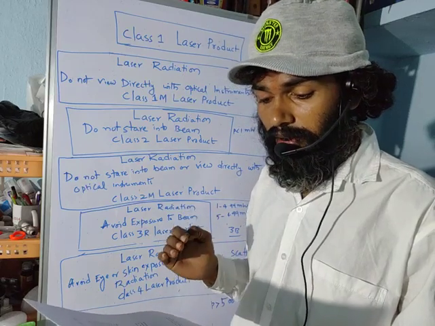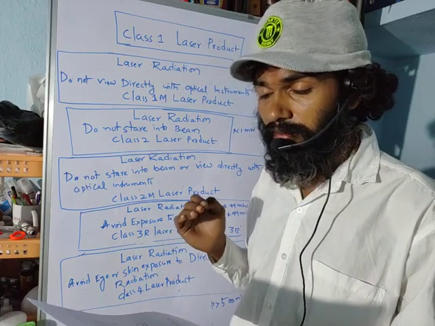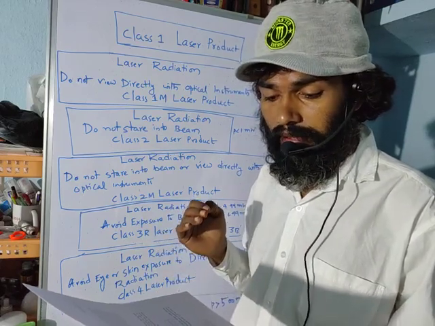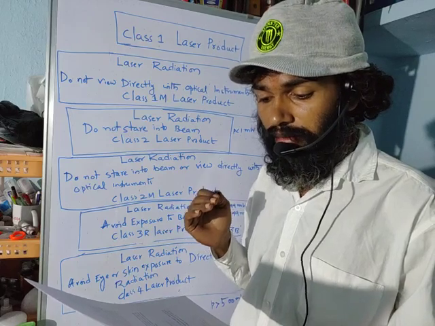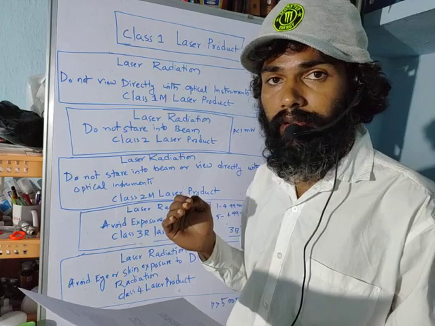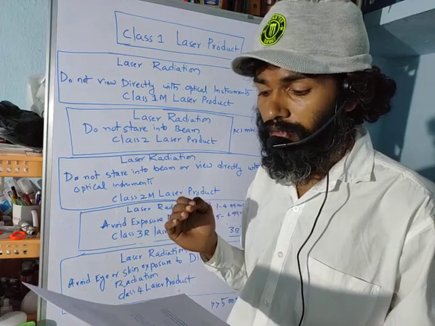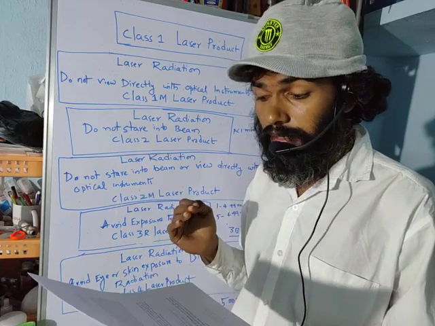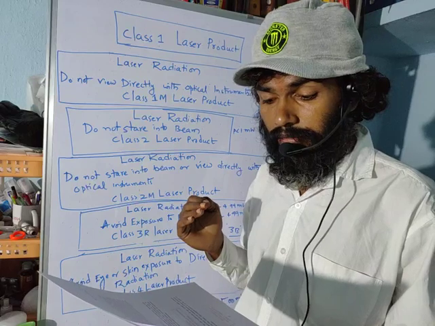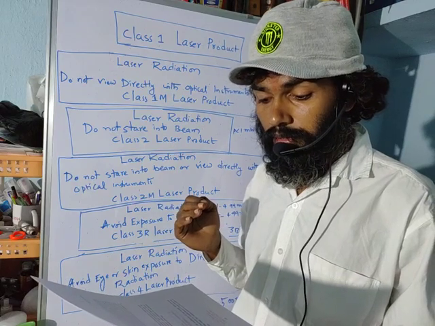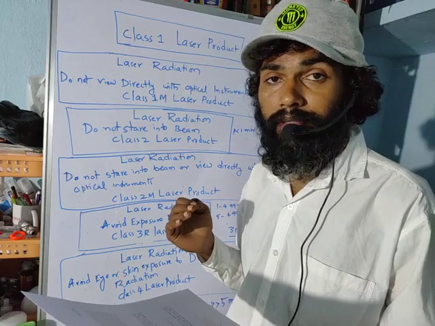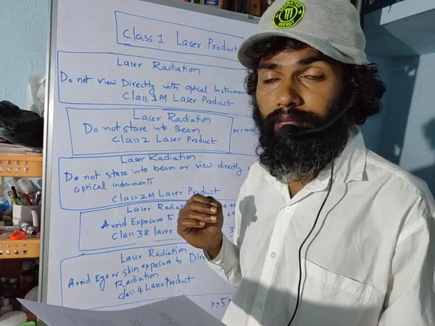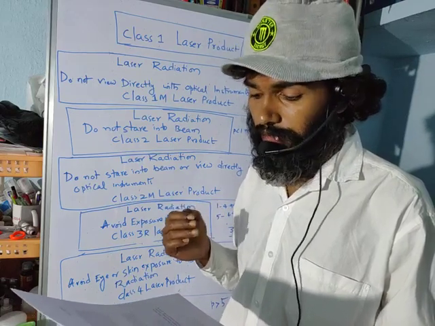The lasers that belong to this class are safe under all conditions of normal use. They are safe to use, and seeing them with the naked eye or with the help of a magnifying optic is safe. You can look at them with the help of a telescope or a microscope also, and it will be safe. But it may be dangerous if you see them through an optic of large aperture. That means if you have a lens of larger aperture and you are using that to look at these beams, then that may be dangerous.